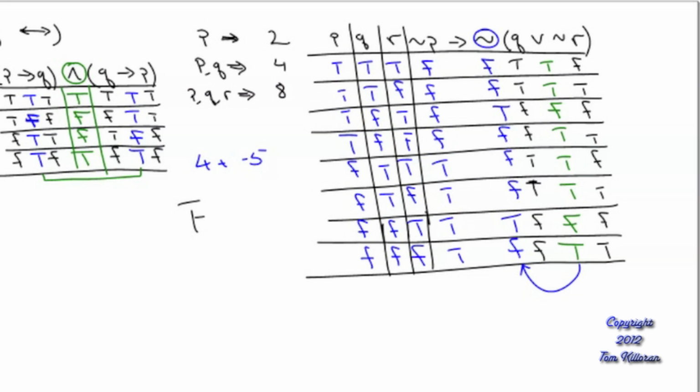Now between the two blue columns, what symbol? If, then. This one right here. Conditional. What am I looking for? False when it's a true, false. When it starts with a true and ends with a false, this becomes false.